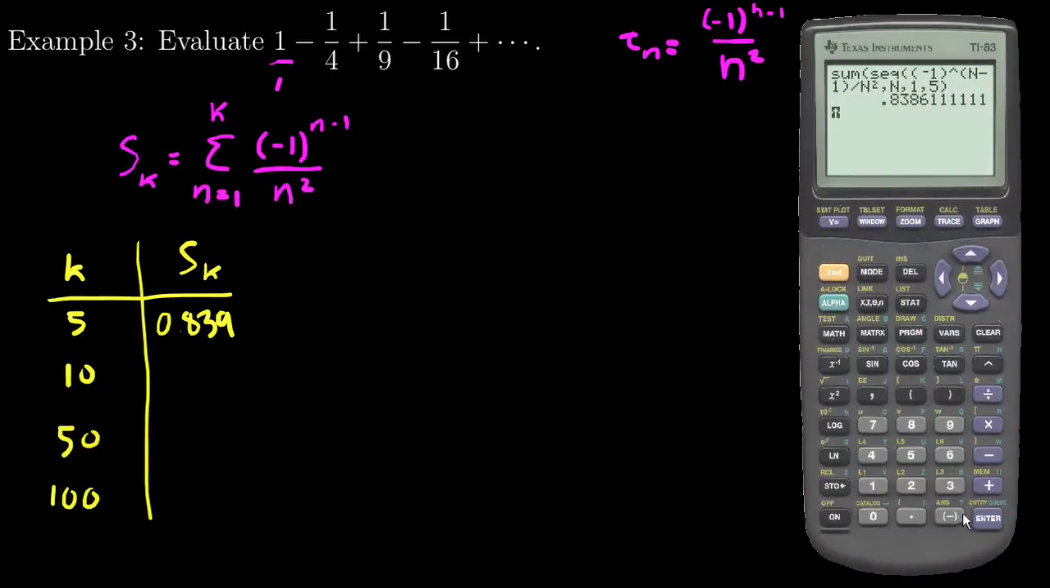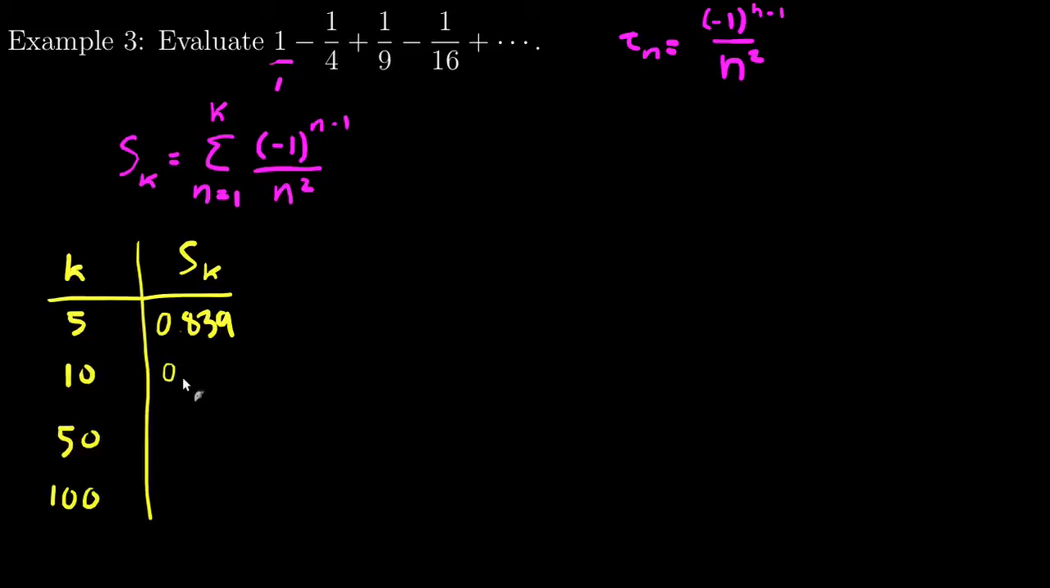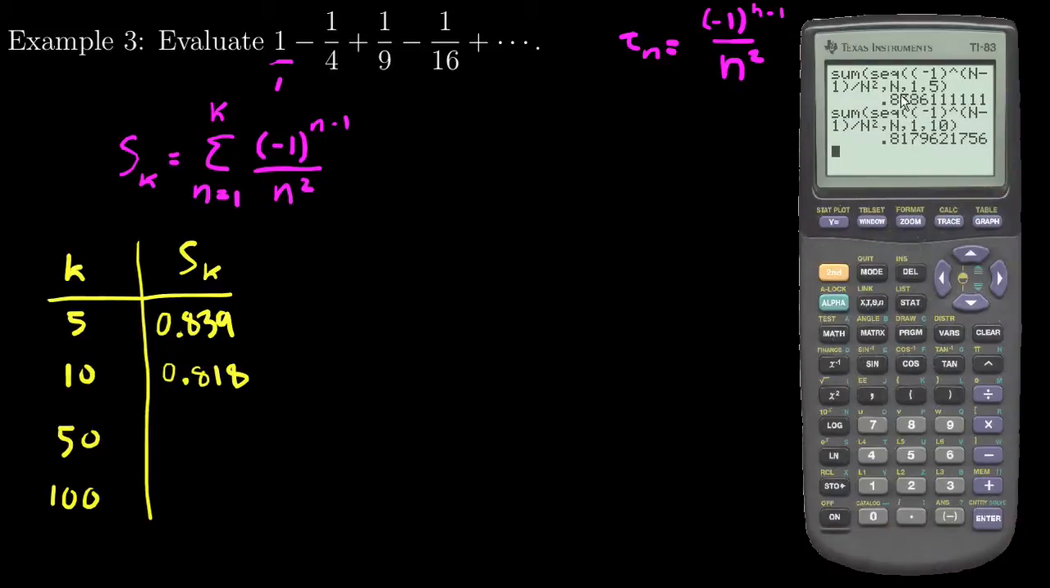Okay, but I want to see what's happening. So let me go second entry, and I'll put in 10 instead of 5, and let's see what happens. Okay, well it's different, and it's very noticeably different. So 0.818. And I keep going. So clearly I don't have the answer yet. I don't have nearly enough information.